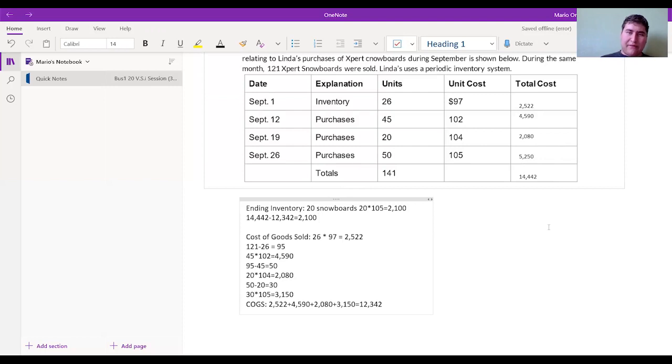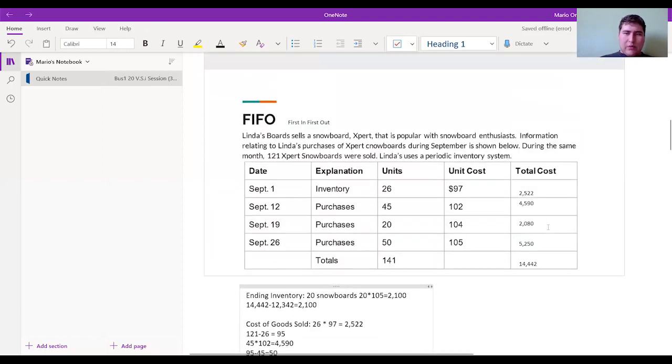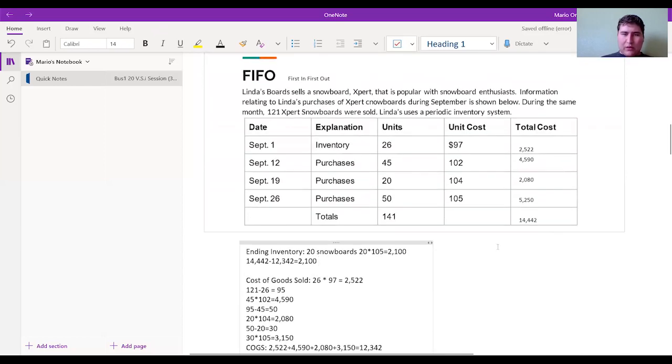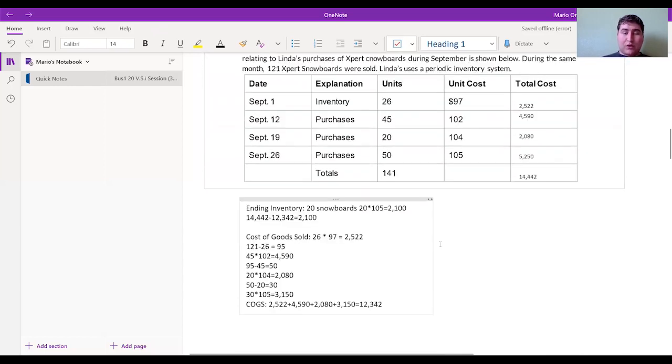So now here we have, let me check that. Okay. So here we have our total FIFO, our total ending inventory and our total cost of goods sold. Let me just highlight it for you there. That's our ending inventory, and that is our cost of goods sold.